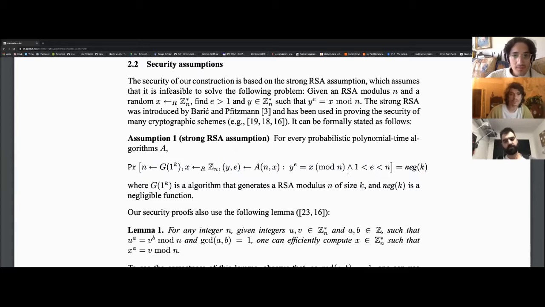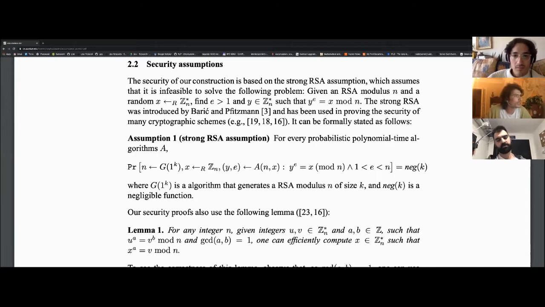Well, this is stronger because you can pick the basis here. That's why it's strong. You can pick y. Yeah, I mean, you can choose both y and e larger than 1. If e is 1, obviously this is trivial, right? So e has to be larger than 1.